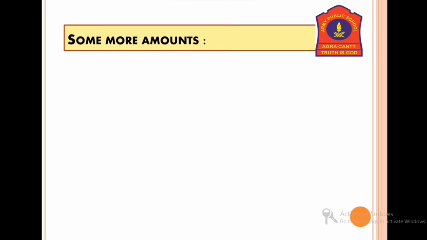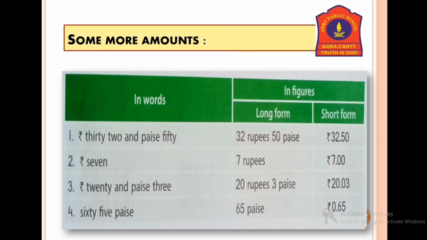We have taken some more amounts as examples. So first you can see rupees 32 and paise 50, how we are writing in words. Only the simple rupee symbol and otherwise all in words. All are spellings written, right? And while writing in figures, we have written the long form and short form. While writing in short and long form, you see that we have written the numeric value with the spellings of rupees and paise.